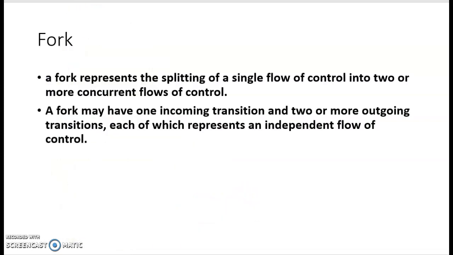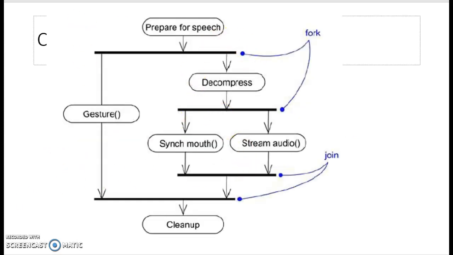So what is the fork? Fork is nothing but the splitting of a single flow of control. Suppose you are supposed to branch into two parts. That is a single flow into two or more concurrent flows. This is being branched out. It may have an incoming transition and two or more outgoing transitions, which show independent flows. For example, this is an example.